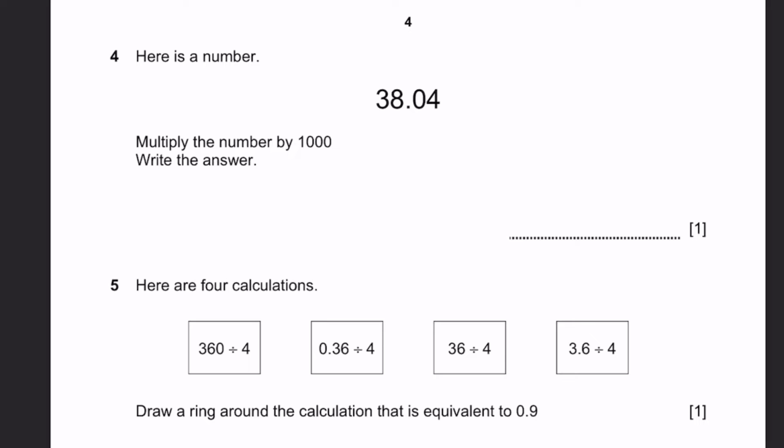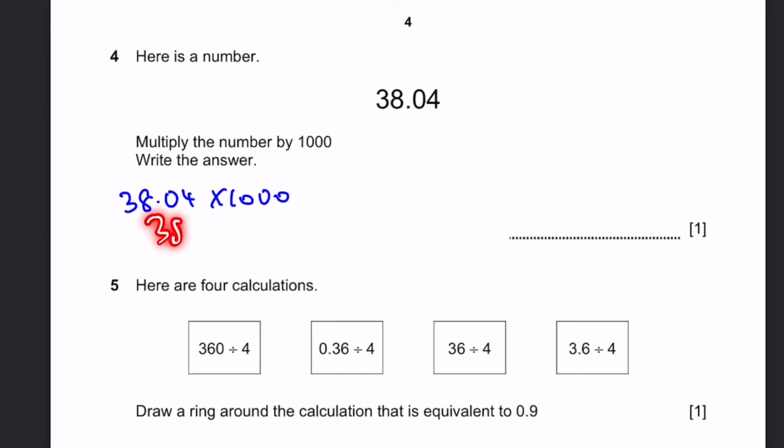Here is a number, 38.04. Multiply this number by 1,000 and write the answer. 38.04 times 1,000. How do we do this? We see there are 3 zeros in 1,000, and this is greater than 1. So we have to move the decimal place right 1, 2, 3 times.